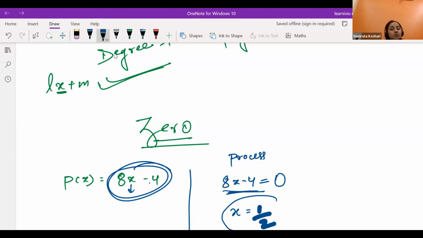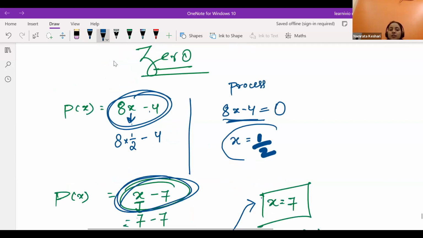1 by 2 is the 0 of this particular polynomial. If you want to recheck, substitute x as 1 by 2 and definitely your final answer will be 0 over here. You can recheck. If we are putting x as 1 by 2, we are getting 4 minus 4, and yes, our polynomial is becoming 0.